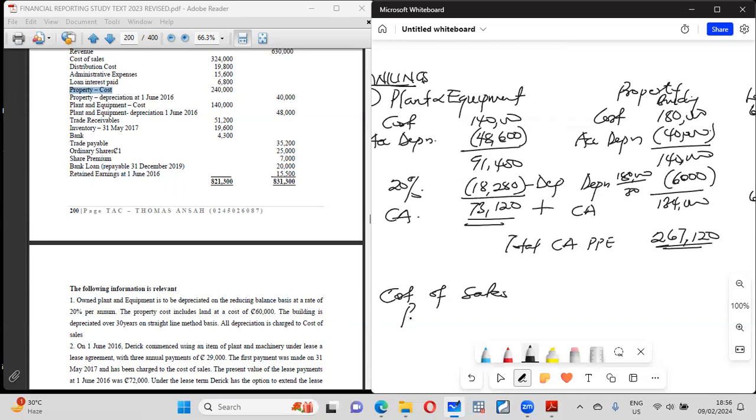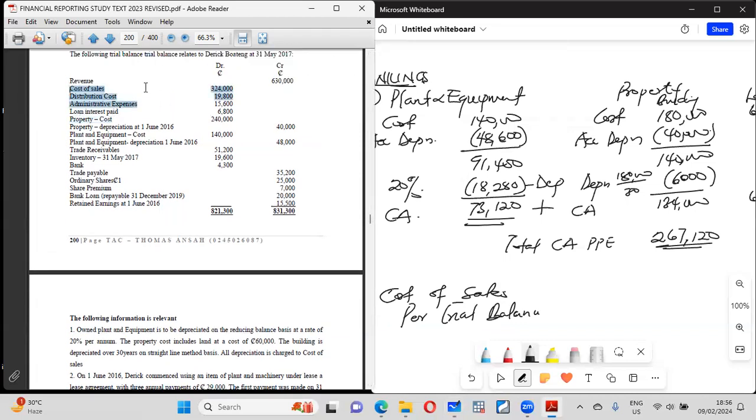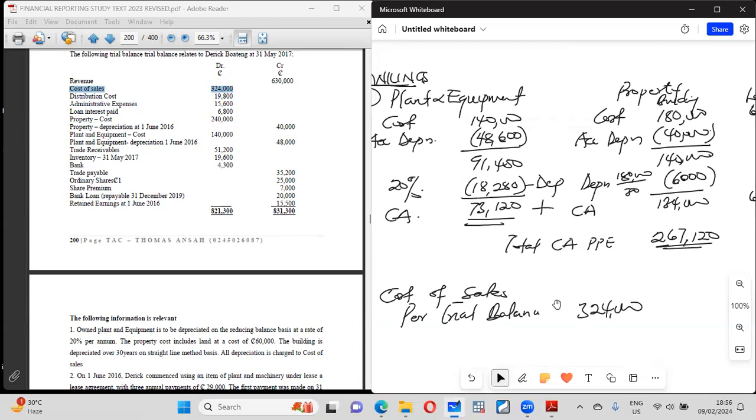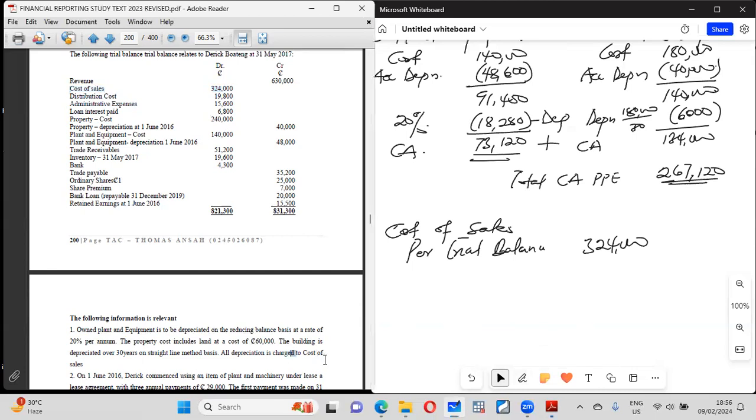Now you have cost of sales per trial balance. What is in the trial balance is how much? Where are you? Cost of sales is 324, 24, yeah. Then they said that we should add the depreciations to cost of sales.